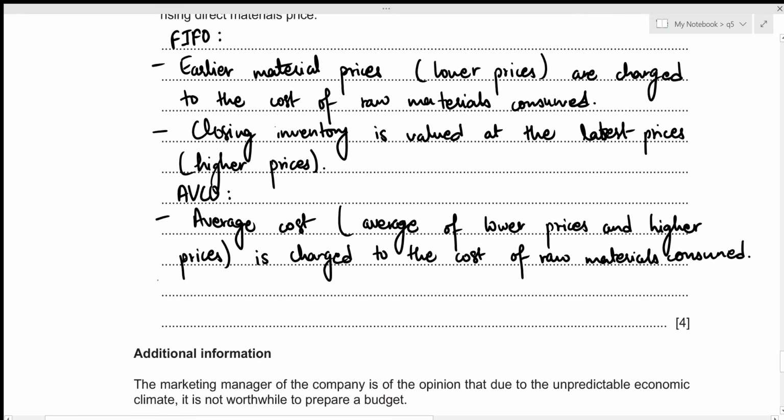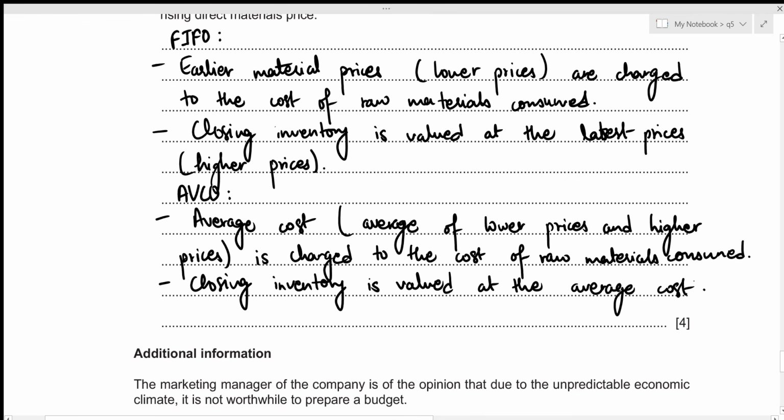Right, and this just means that our closing inventory will also be valued at the average cost. So closing inventory is valued at the average cost. Now we actually need to write down the effect it has on our profit. And whenever we are talking about profit, closing inventory is actually added in order to figure it out, right? So the higher the closing inventory value, the higher the profit will be.